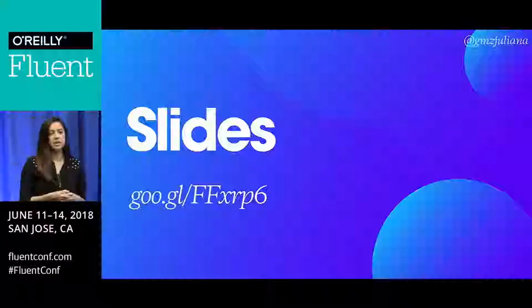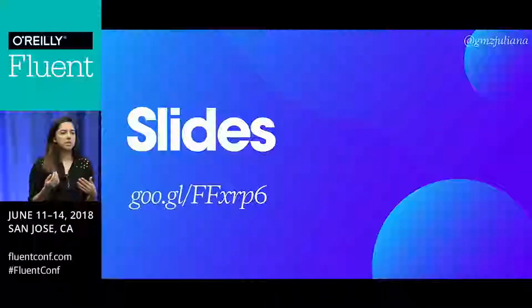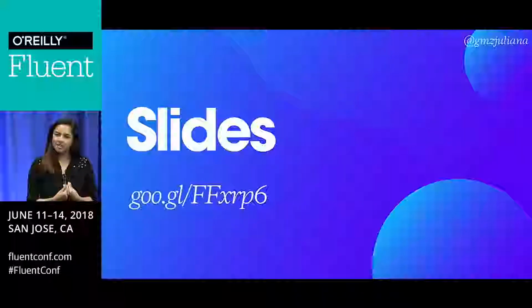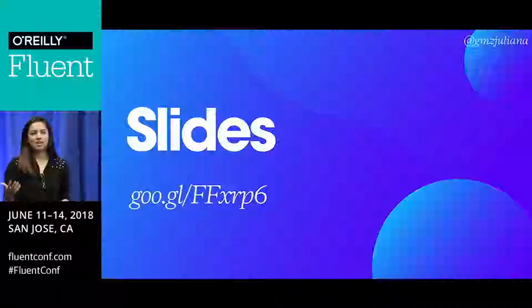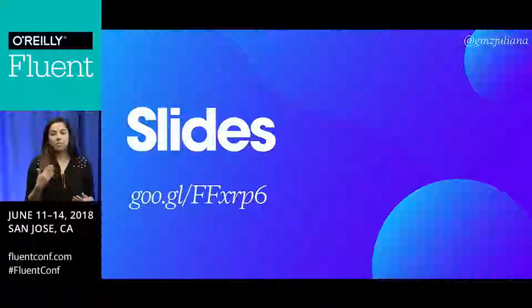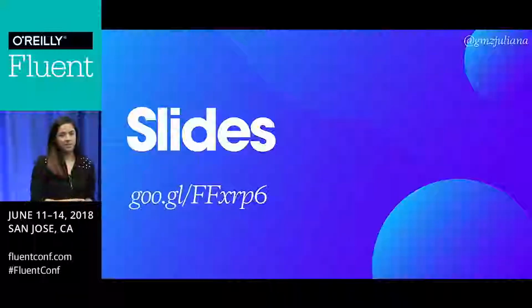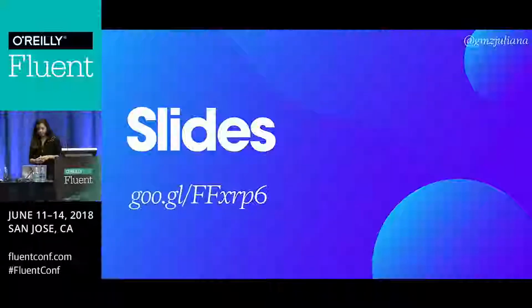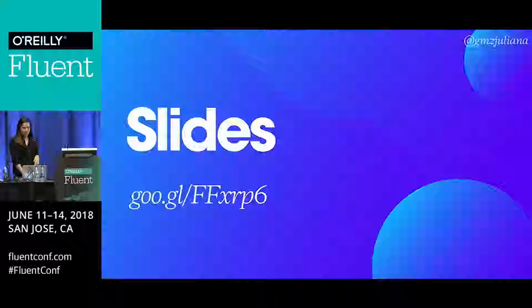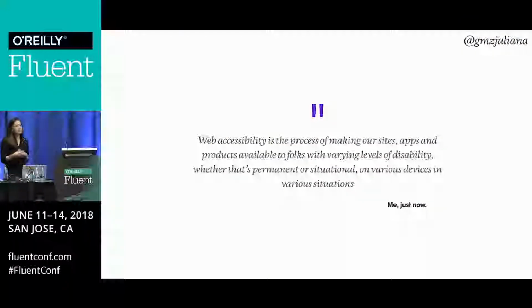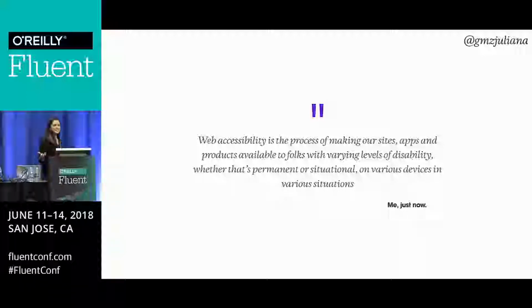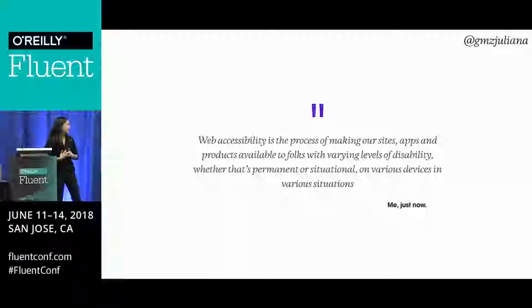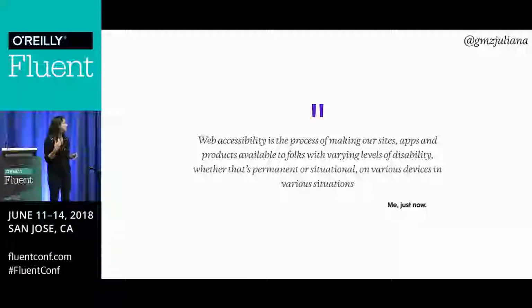Accessibility, I think, has a lot to do. Yes, it's a very technical topic, but it's also one that touches us, like right in our feels, you know? For me, accessibility has become the thread that ties together my life as a web developer with my ethics of creating spaces for everyone to thrive in. So with that said, let's do a little recap about why accessibility, or what it is, why we do it. So everyone defines accessibility differently, I think. This is my personal definition so far. It's the process of making our sites, apps, products available to folks with varying levels of disability, whether that's permanent or situational, on various devices in various situations.